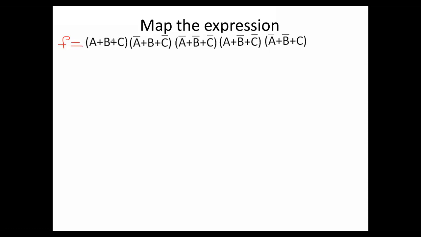Now we are simplifying this expression by using K-map. By observing this, we know there are three variables, and the given terms are product of sum terms, that means POS. So for POS, what is the general K-map? Write down the general K-map for POS.